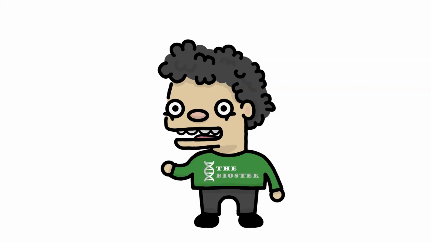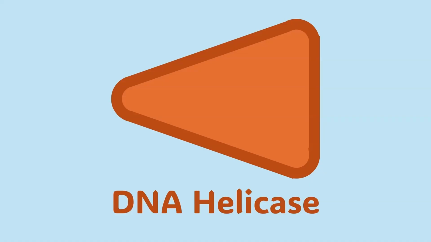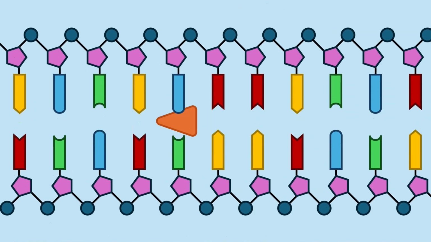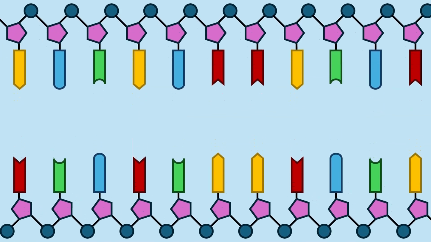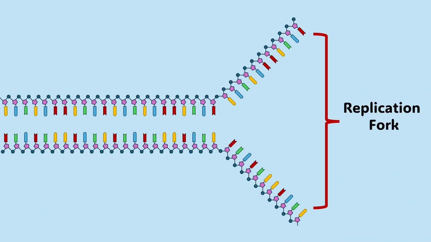With the basics of DNA and RNA out of the way, let's get into the first process: replication. In the S phase of interphase, the DNA in a cell has to duplicate to get ready for cell division. DNA replication starts with the enzyme DNA helicase. Like a knife, it cuts through DNA, unzipping the bonds between the nucleotides, creating a replication fork.